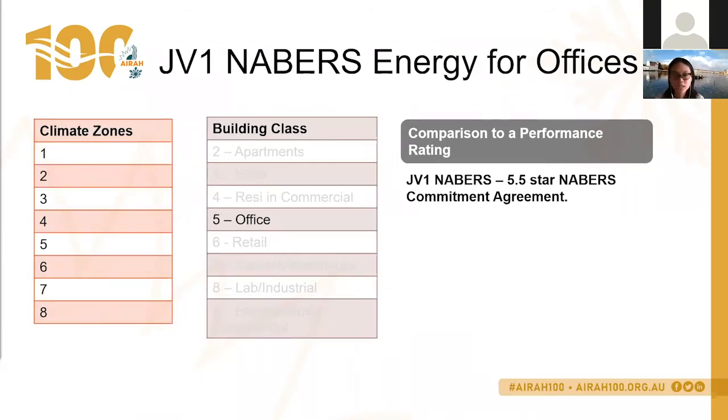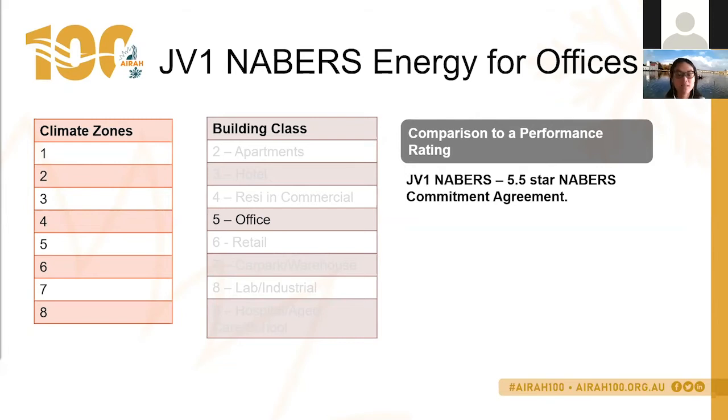So let's look at JV1 now. JV1 is your NABERS energy for offices only. What we've got here is our 8 climate zones and our building classes 2 to 9, which is our commercial buildings. You can use JV1 for all climate zones, but you can only use JV1 for offices currently.